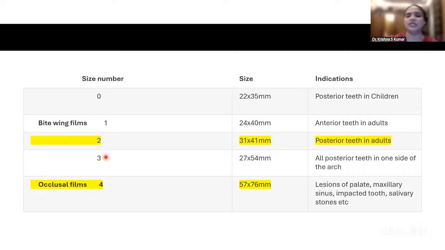The sizes are 0, 1, 2, 3, and 4. The second one is the standard film, that is 31x41 mm size. Size 3 is a long film. It's an extra long film where you can view all the posterior teeth in one single arch. Then there is the occlusal film, that is size 4, 57x76 mm, which gives us a better view of impacted tooth, salivary stones. It was very much used before the widespread use of CBCT. So this size you should also know, very commonly asked for viva and MCQ, that is 57x76.